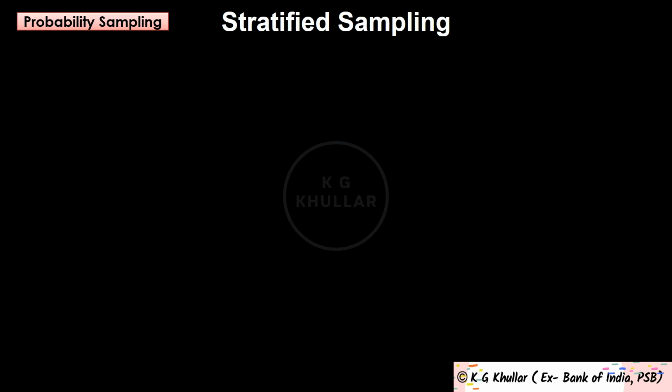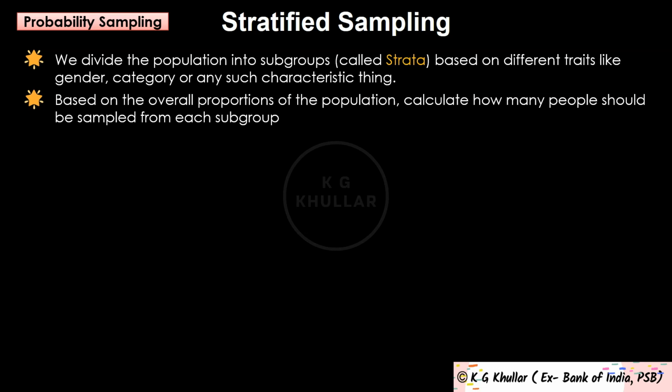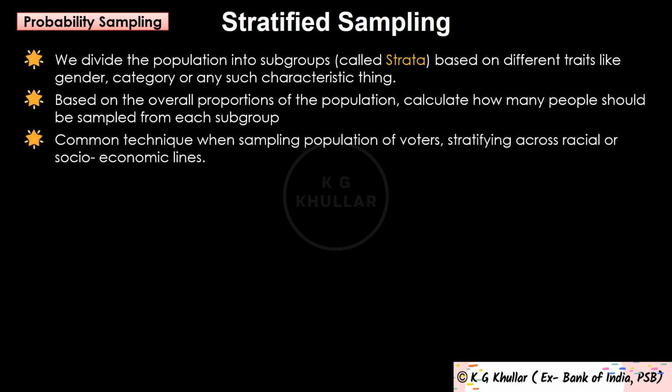Then next we have stratified sampling. Friends, in this type of sampling, we divide the population into subgroups, which are called strata, based on different features like gender, category or any such characteristic. And then we select the samples from these subgroups. Finally, based on the overall proportions of the population, we calculate how many people should be sampled from each subgroup. After this, you can use random or systematic sampling to select a sample from each subgroup. Friends, please note this is a common sampling technique when sampling populations of voters, stratifying across racial or socio-economic lines.